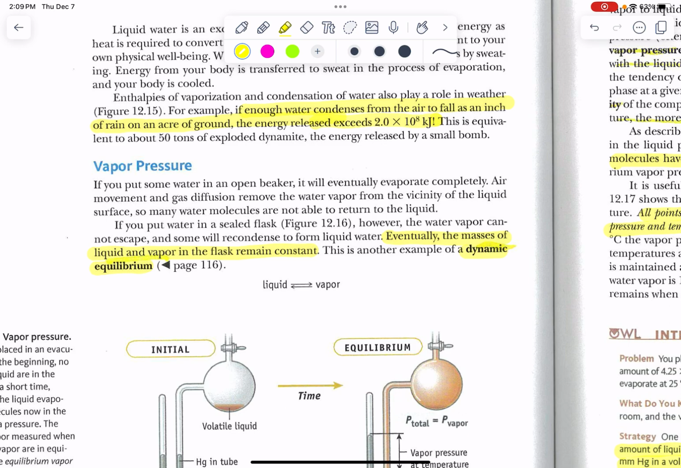The text says this is equivalent to about 50 tons of dynamite, or the energy released by a very small bomb. You might also have experienced in the wintertime when the snow starts to fall, sometimes the temperature seems to go up a little bit from before because of the liquid turning into snowflakes, and there's a bit of release of heat energy, and that changes the temperature just a smidge.